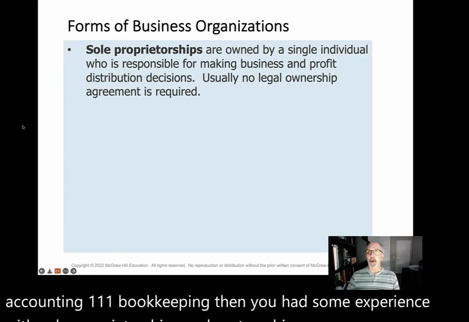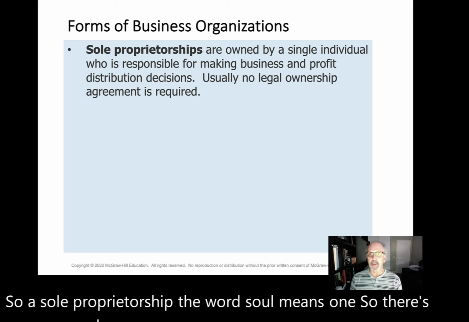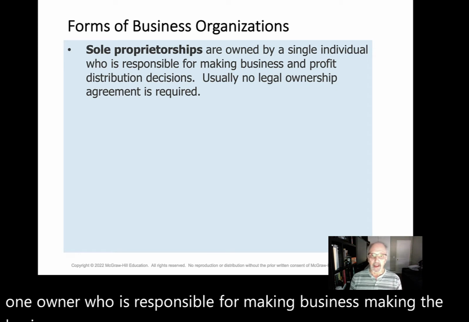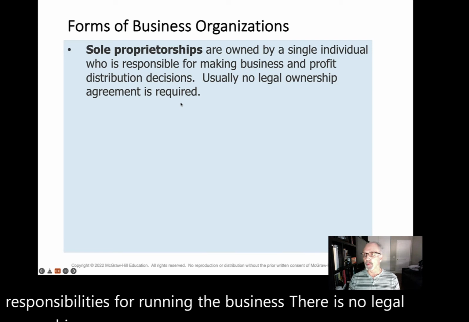So a sole proprietorship, the word sole means one. So there's one owner who is responsible for making the business, profit distribution, taking on all the responsibilities for running the business. There is no legal ownership agreement for a sole proprietorship. You just start your stuff.